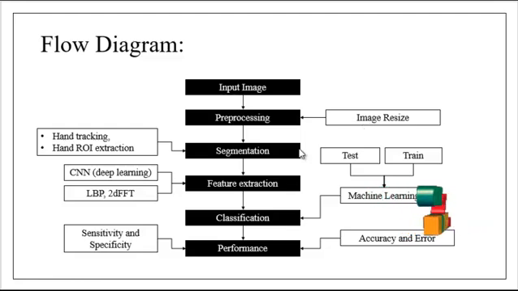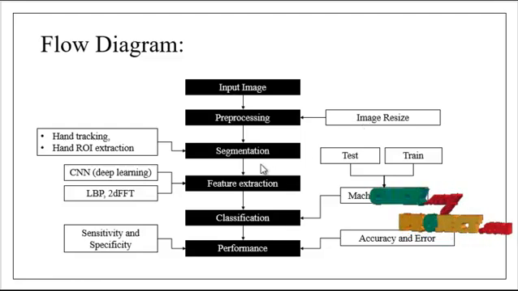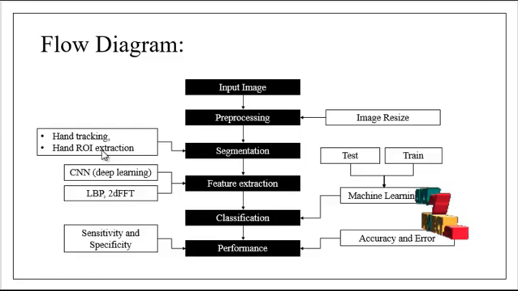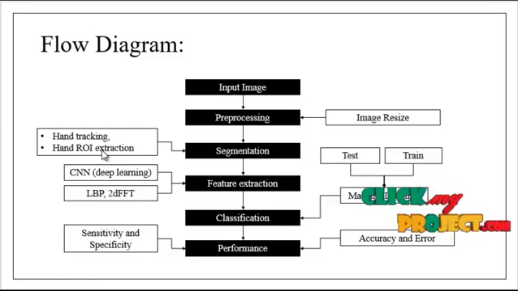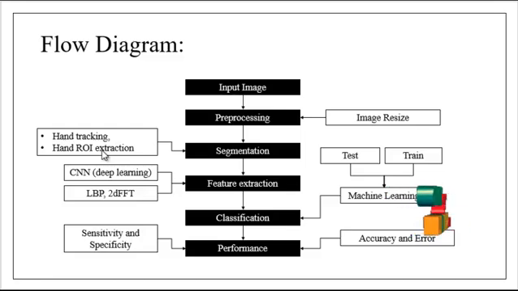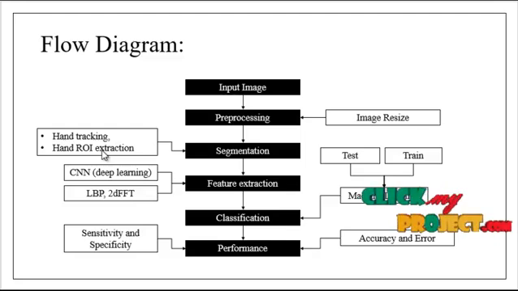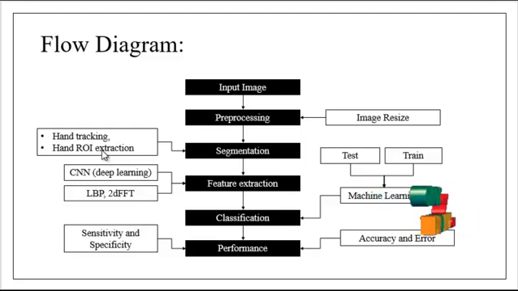After doing the pre-processing, the segmentation will be carried out. In this segmentation, we have to track the hand region and extract the ROI. ROI means region of interest. The hand region is the region of interest. Other than the hand region, everything is considered as the background region. So we have to extract the hand region separately. The reason is that the background also has lots and lots of pixels. So we have to eliminate those pixels and extract the required pixels alone. That is the reason we are extracting the hand region alone.